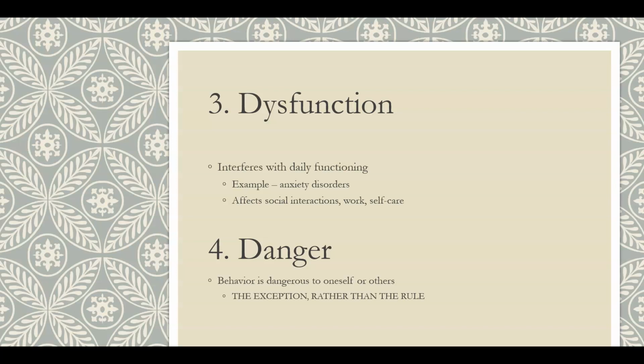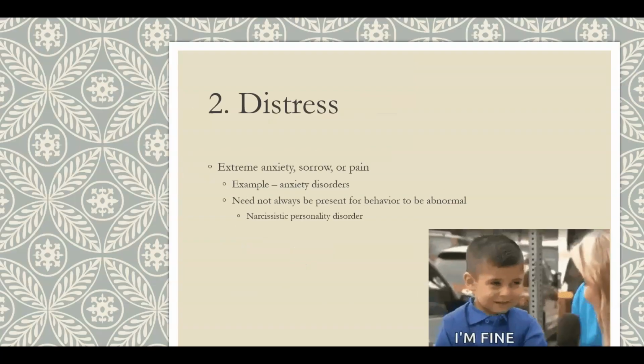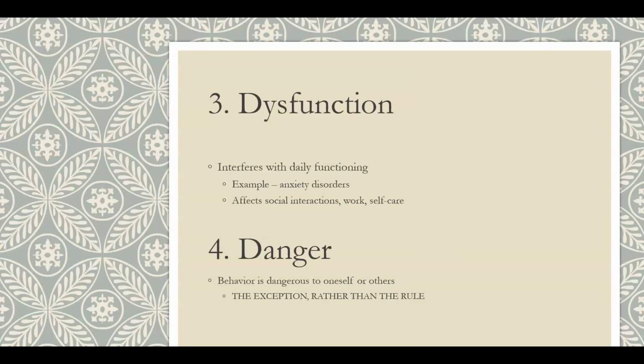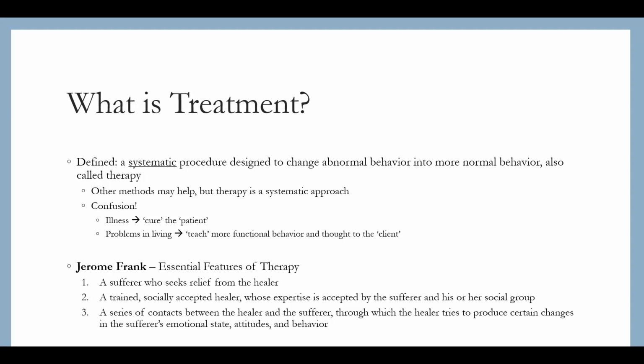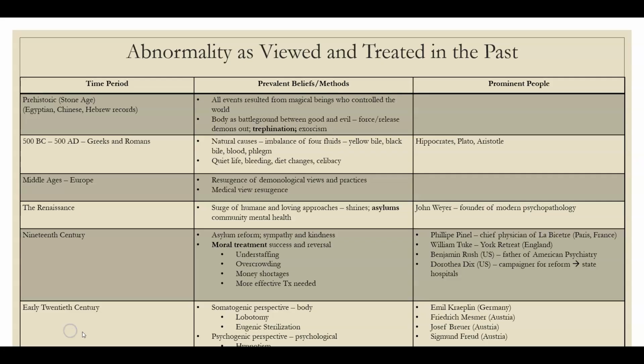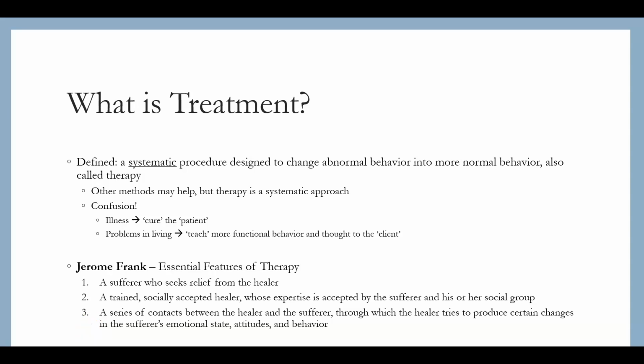But a lot of times, for example, people with anxiety disorders try to protect or avoid harm to themselves or others. But that's not to say it can't happen, as is the case of self-harm and suicidal thoughts and attempts, for example. So these are what we're looking at. Deviance, distress, dysfunction, and danger. So let's go to treatment. And I'm going to try to be a little more succinct on my time for you all.